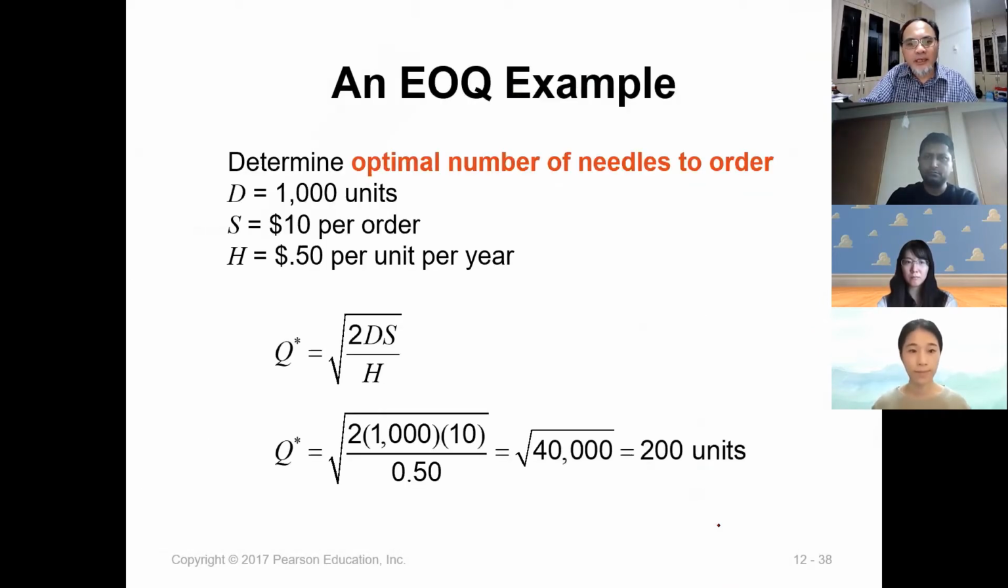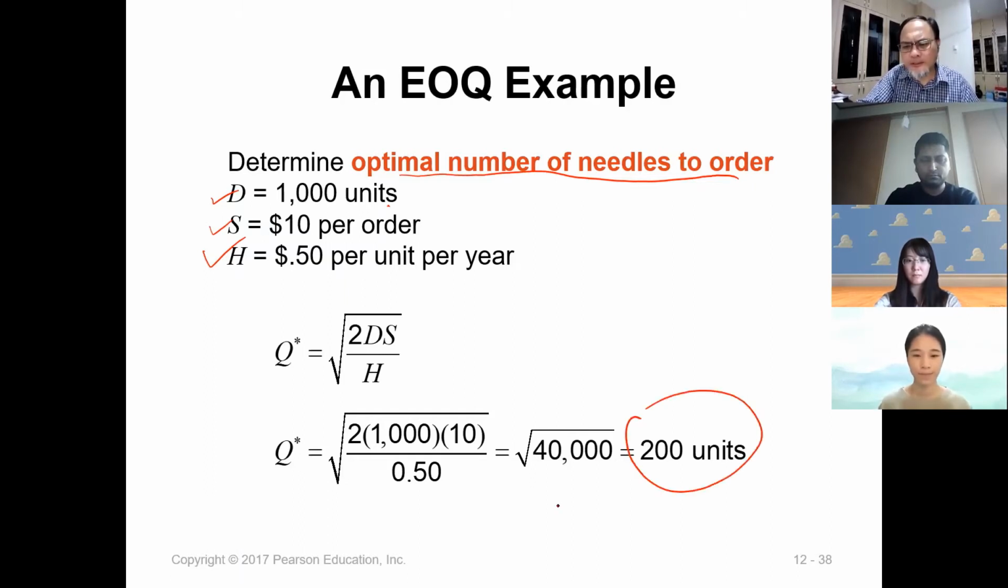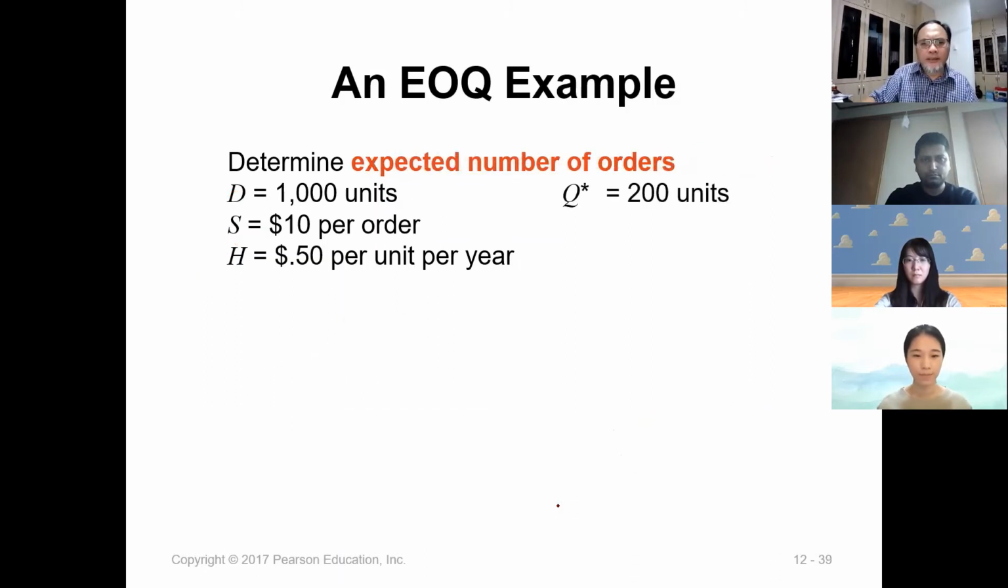And I showed you the example. What is the optimum number of needles to order given that demand is 1,000, setup cost or ordering cost, the same thing, is similar, and H is 50 cents per unit per year. Just plug it into the formula and you'll get 200 units.